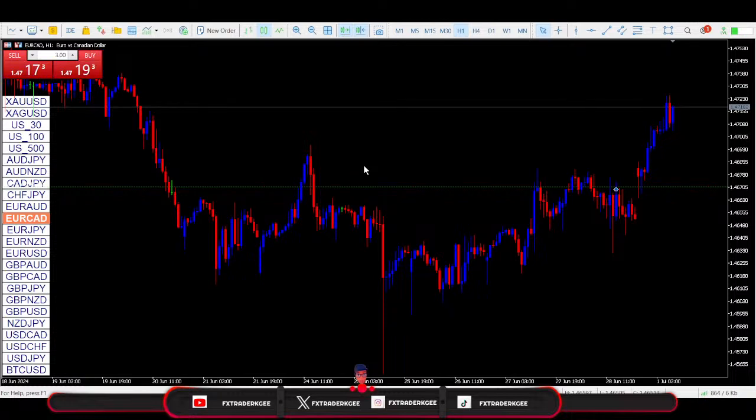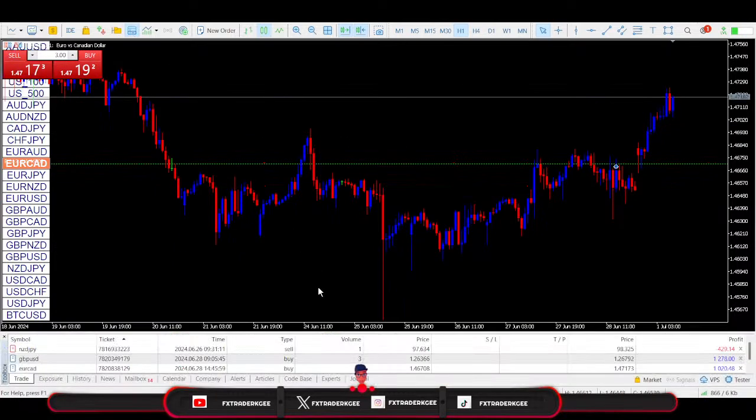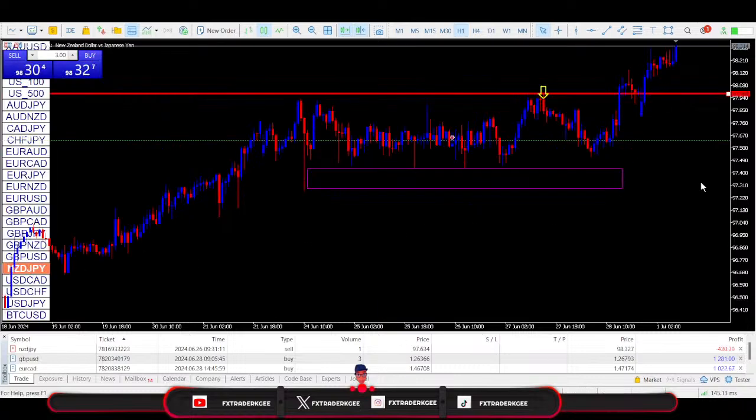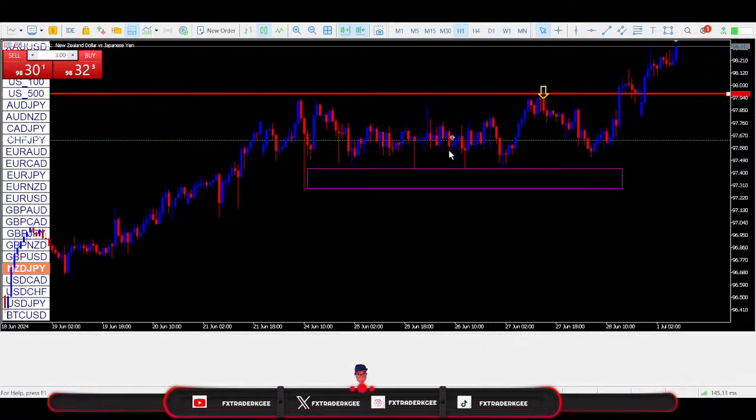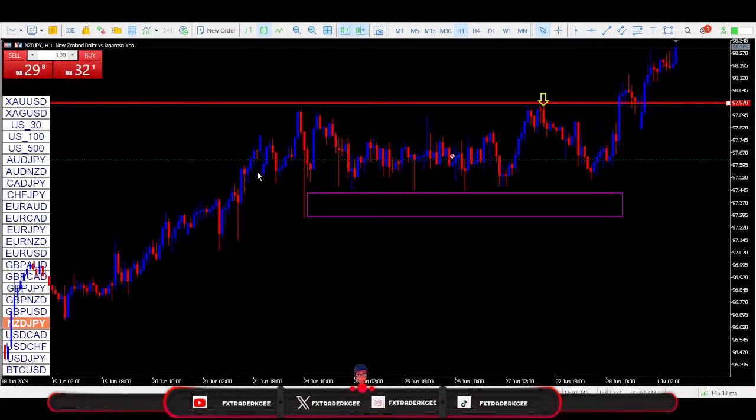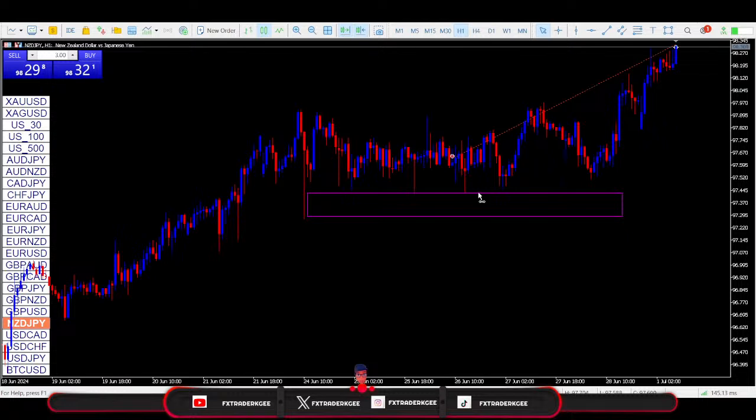So far so good. We have those three, and now you can see these are the three trades that we have. So at this point I am just going to exit New Zealand JPY. And that is it. I'm just going to exit New Zealand JPY.